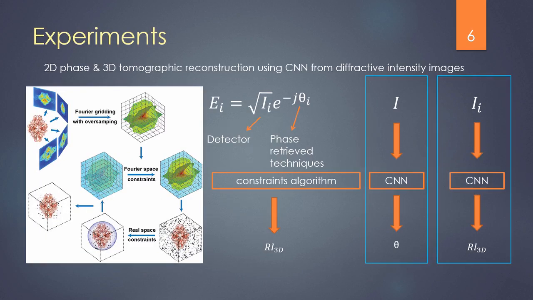So I did 2 experiments on this. I use a DCNN to reconstruct the phase from the intensity image because I want to get rid of this part, which requires a lot of optical setup and could be very complicated. And for the other experiment, I use multiple intensity images around the sample to reconstruct the 3D refractive index, also instead of using phase retrieval techniques.